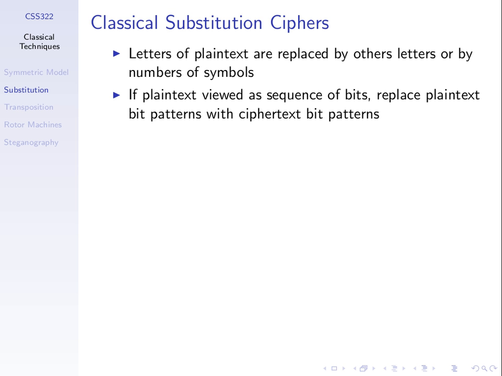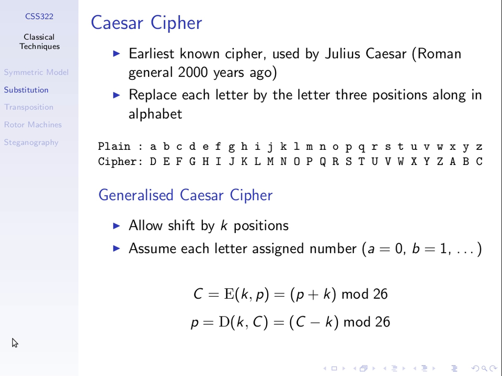Let's see an example. The Caesar cipher, known to be used by Julius Caesar 2,000 years ago. If we use the English language, we take a plain text letter, and the output ciphertext is that letter shifted by 3 positions. Here are our potential plain text inputs and the corresponding outputs.